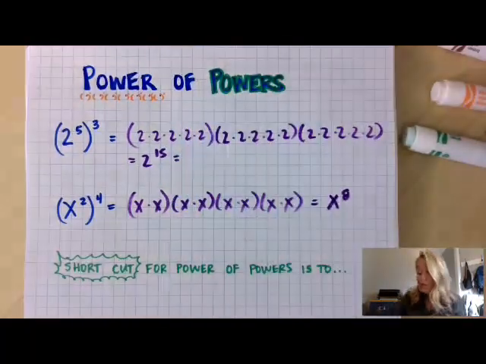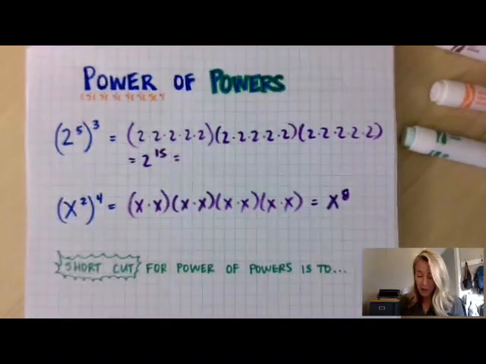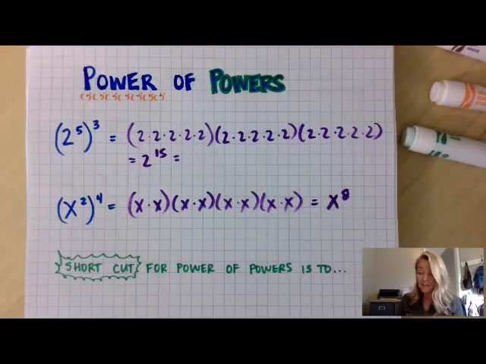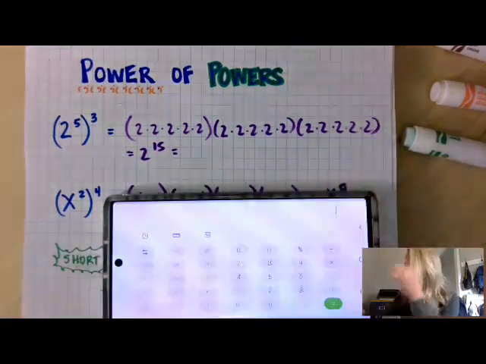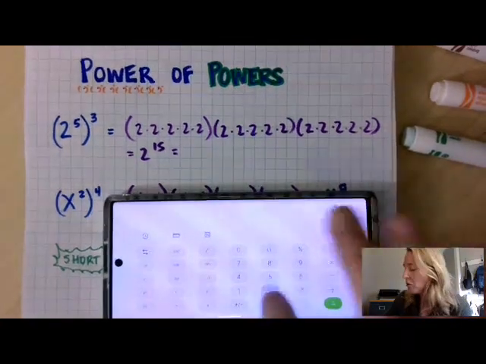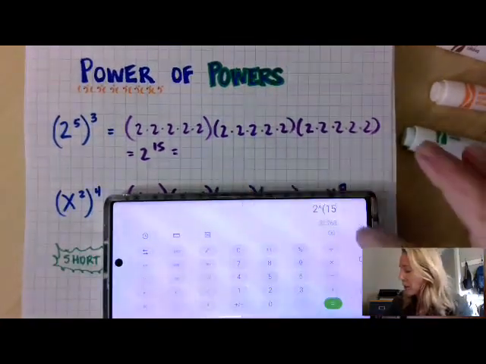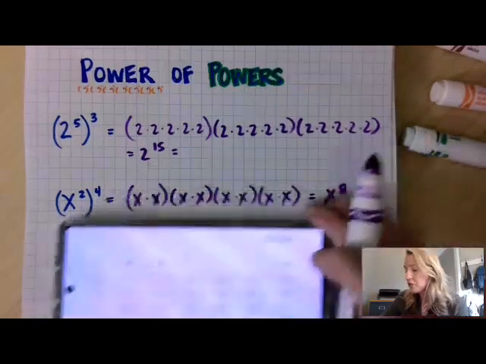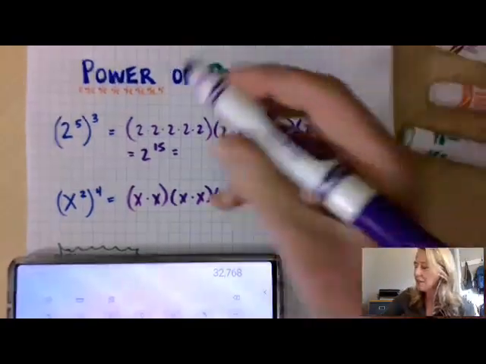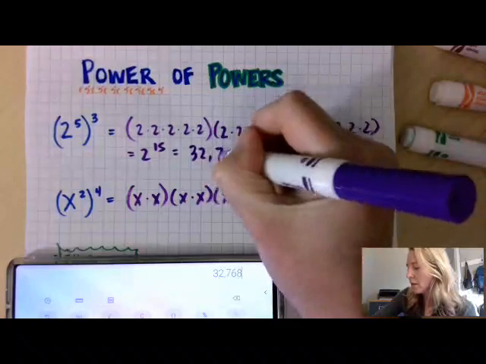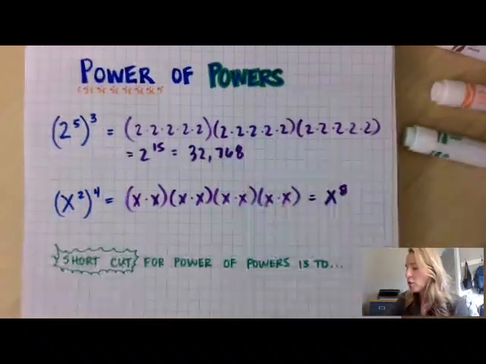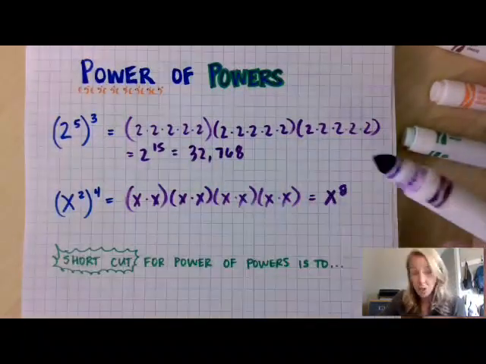But the one above, we can go one step further because we can get a value for 2 to the 15th power. Okay, so 2 raised to the 15th power is going to equal 32,768. Okay, so what's our shortcut? Did you see anything jump out to you?